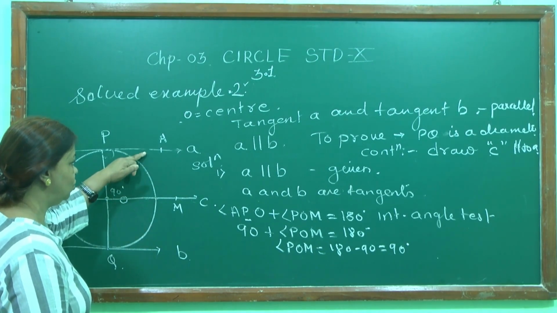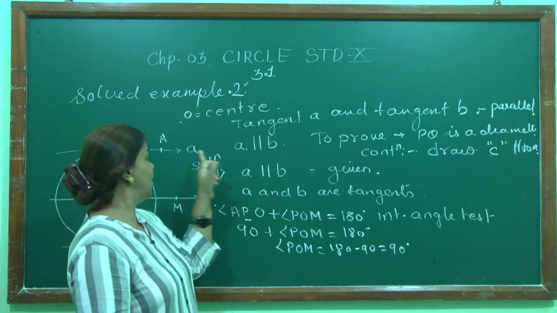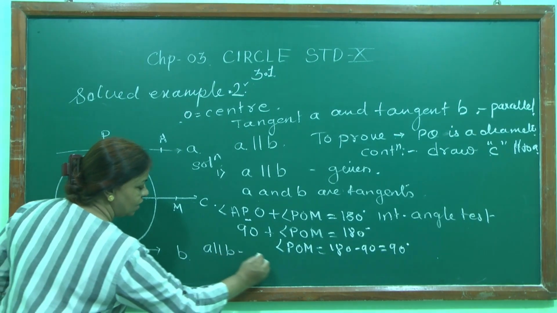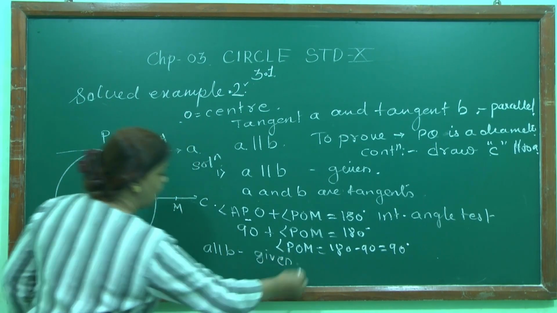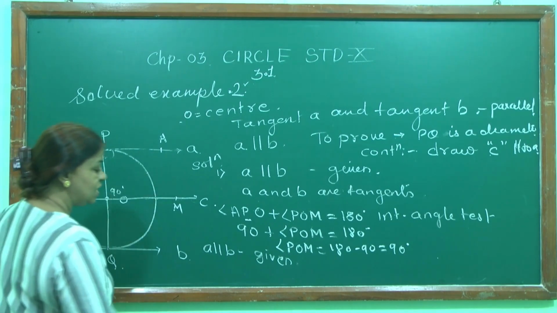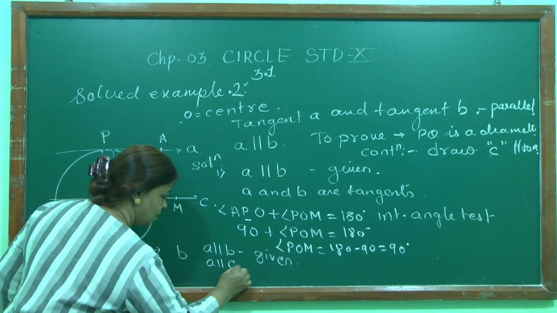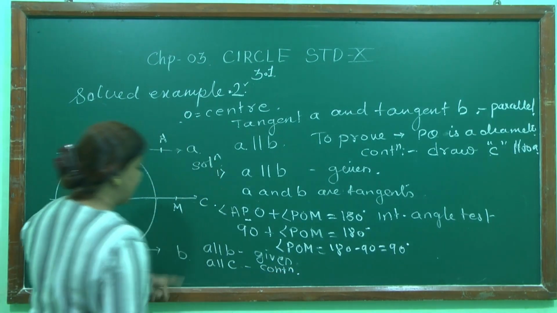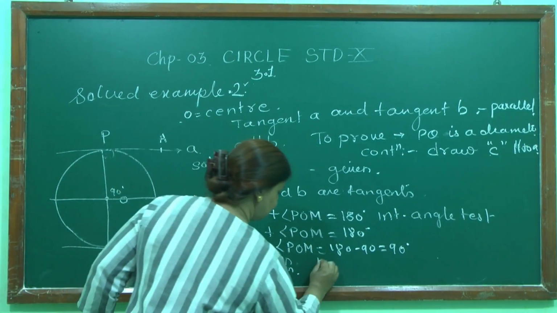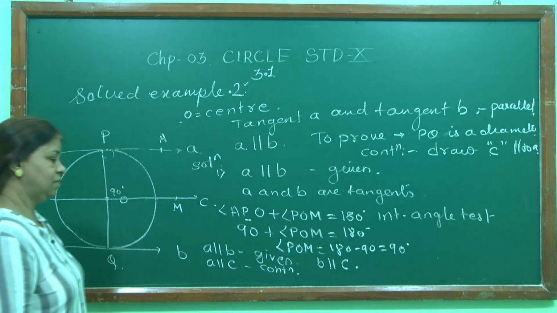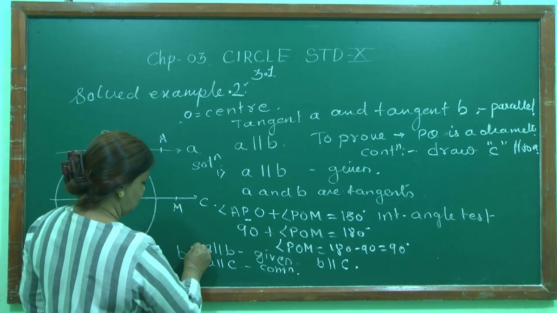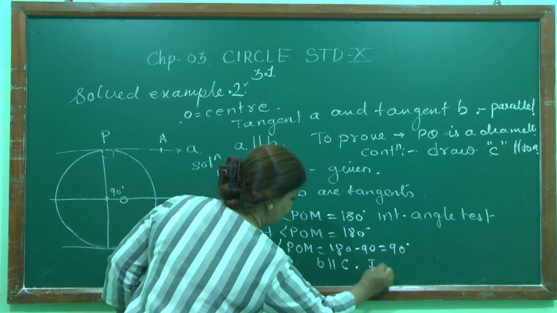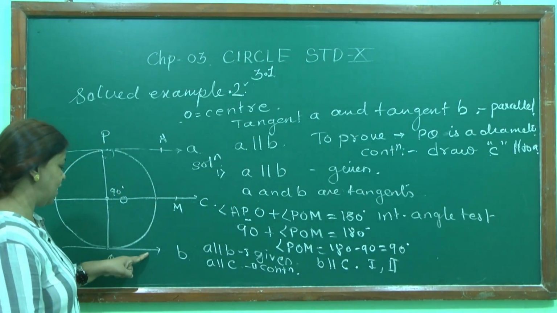So I get this angle as 90 degree. Now this line is parallel to this. But we have already been given A is also parallel to B. A is parallel to B, given, and we have drawn A parallel to C. So by construction, I can say B is parallel to C. From this first point and this second point, I can say from 1 and 2 that this line is parallel to this line.